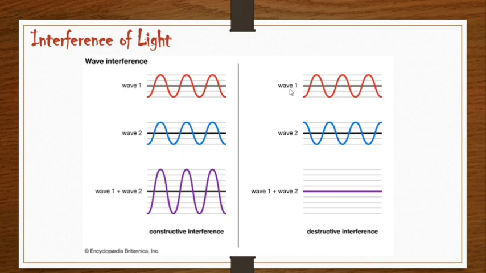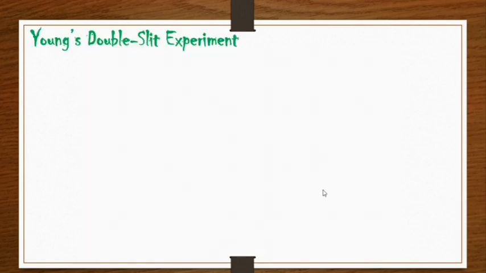If the crests of one wave coincide with the troughs of the other wave, the resultant amplitude is decreased or may even be completely cancelled. This is called destructive interference. We see that the resultant is cancelling each other. The result is a drop in intensity, or in the case of total cancellation, it is blackness.